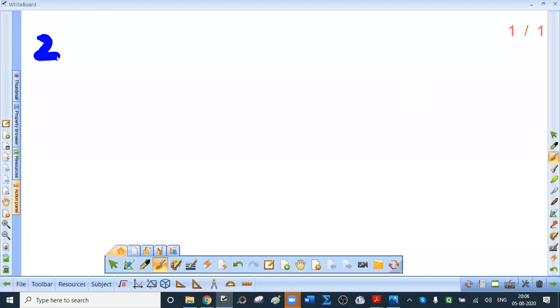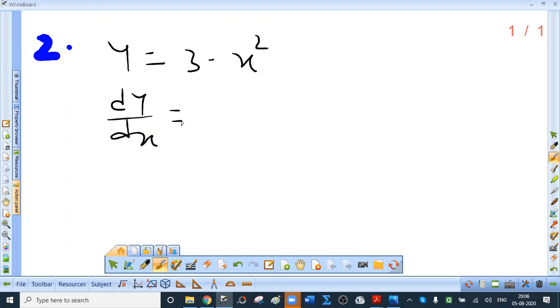So write the solution. I'm sorry, I have to change this color and thickness. Okay. So let us write the solution. What is y? y is nothing but 3 minus x square. So we have to find dy/dx. dy/dx is nothing but minus 2x.